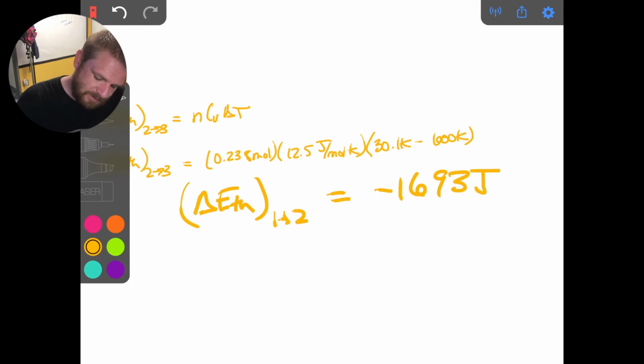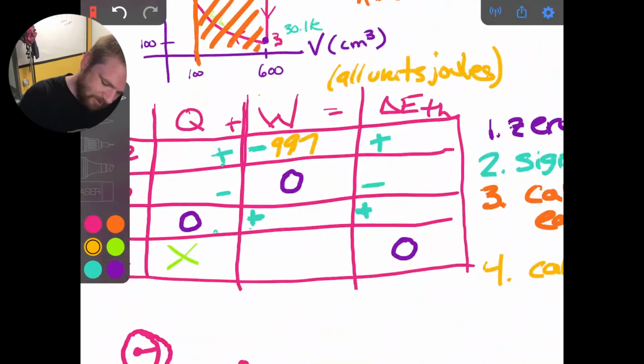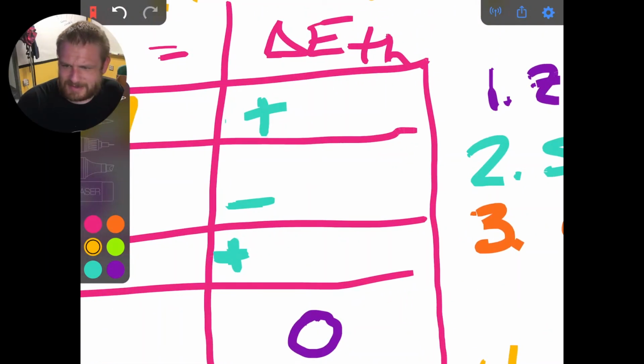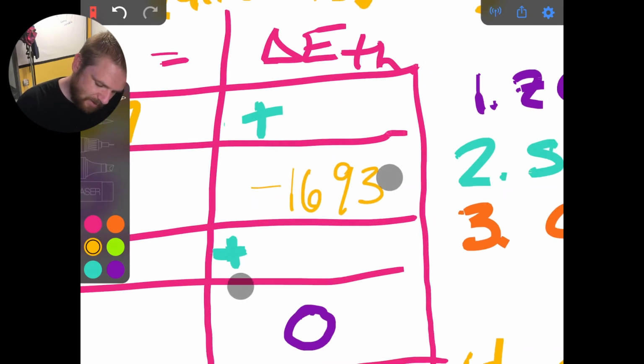Great. So we have a minus sign here. Does that match the sign that we had already deduced on our table? From 2 to 3, yeah, we do have a minus sign, and we said this was going to be minus 1,693 joules. And I'll rewrite the minus sign just so it is totally clear.